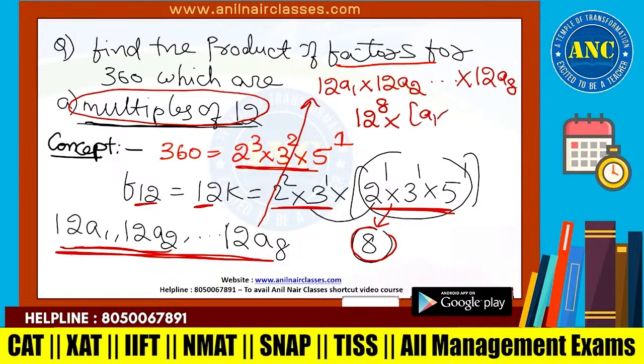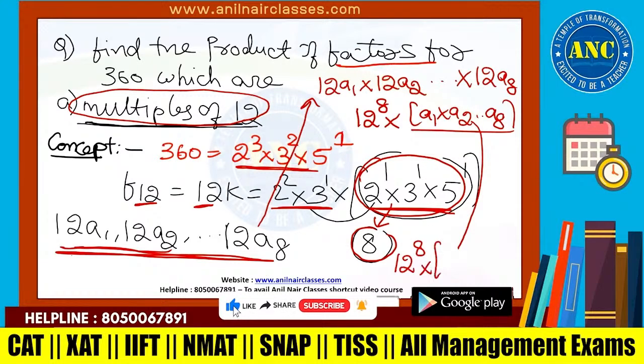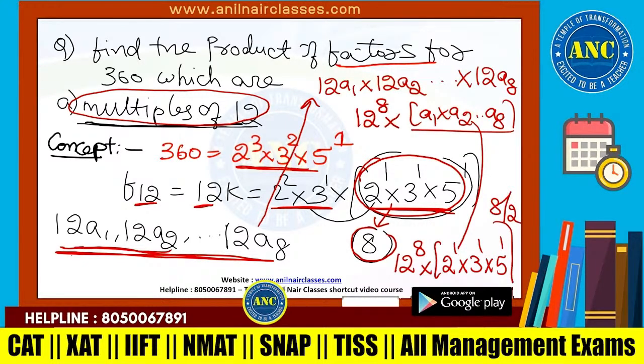What is a1, a2 till a8? How did I get these 8? 8 is nothing but the number of factors for this number. Answer is 12 power 8 into number power number of factors by 2. That is, 2 into 3 into 5 power 8 by 2.